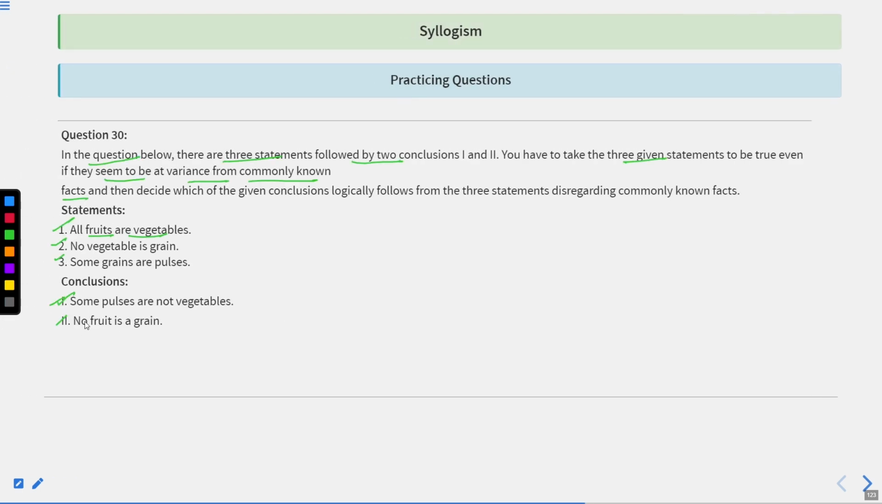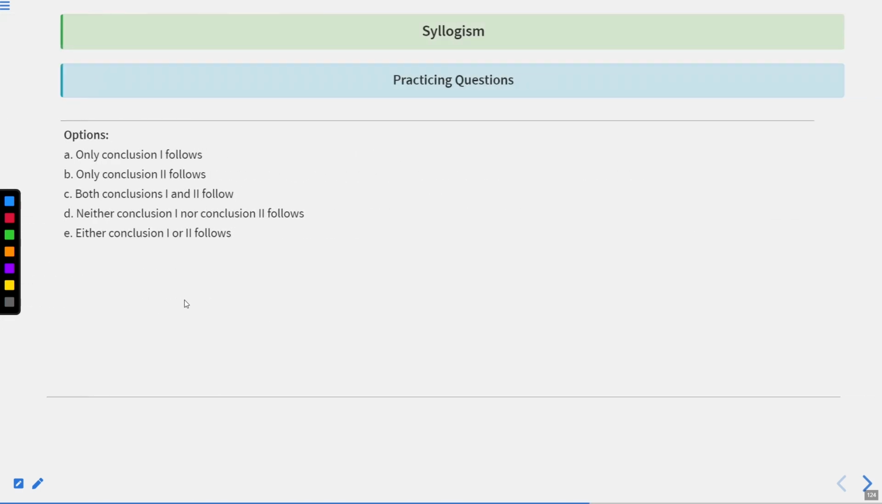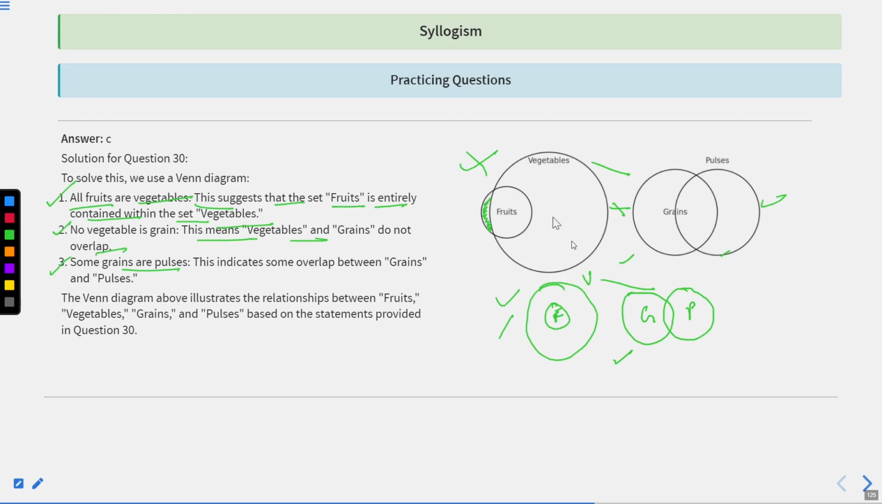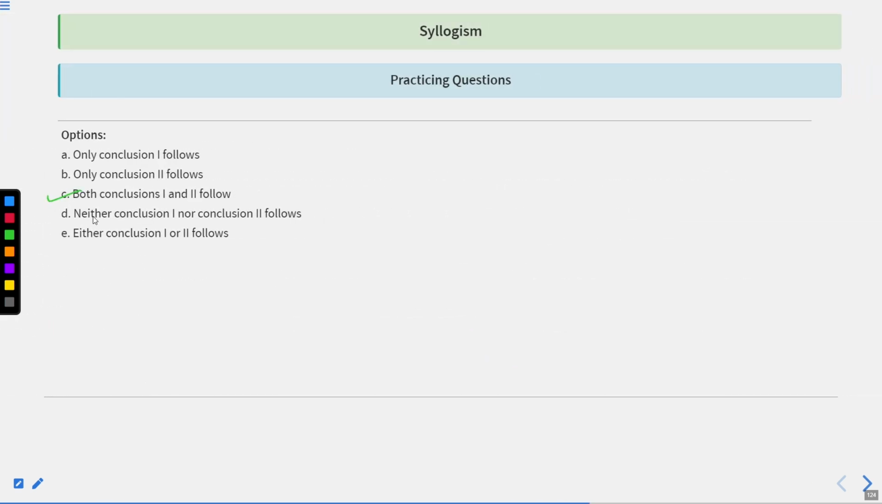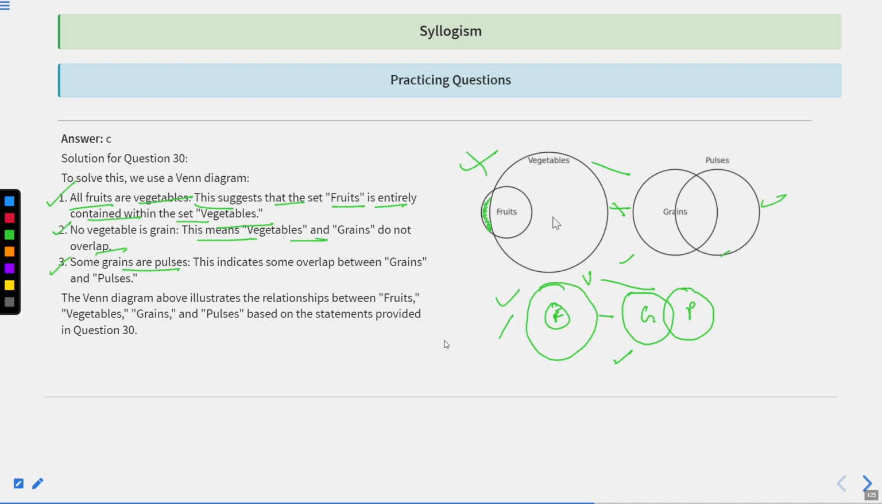Now the second conclusion is no fruit is grain. No fruit is grain. Absolutely true, because fruit is contained entirely within the vegetables, and there is a certain gap between vegetables and the grains. Therefore, the second conclusion also follows. Conclusion two also follows. The answer for this question would be that both conclusion one and two follow. I suppose this question will have been understood by you guys, and you have drawn the correct Venn diagram, not this one, but rather this one, to represent the statement that has been provided.